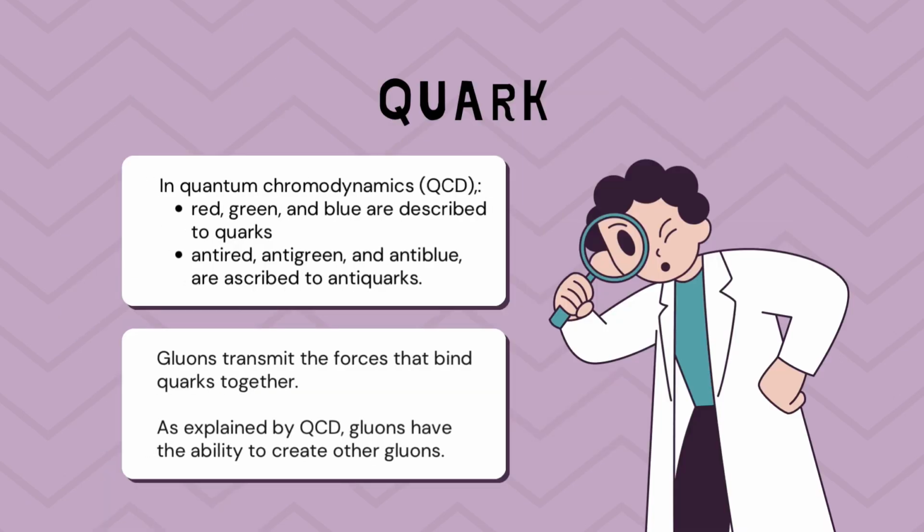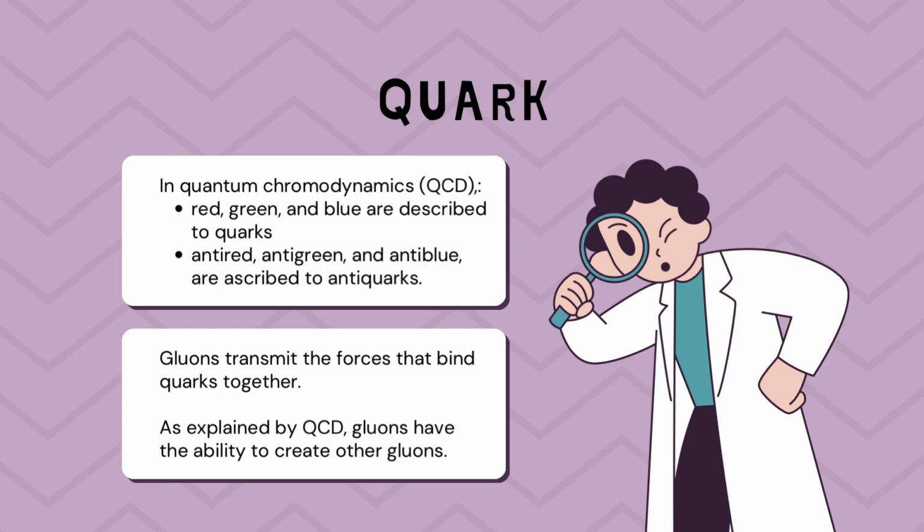In quantum chromodynamics, QCD, the colors red, green, and blue are ascribed to quarks, and the opposites, anti-red, anti-green, and anti-blue, are ascribed to antiquarks. There are also gluons, which are also elementary particles. They transmit the forces that bind quarks together.